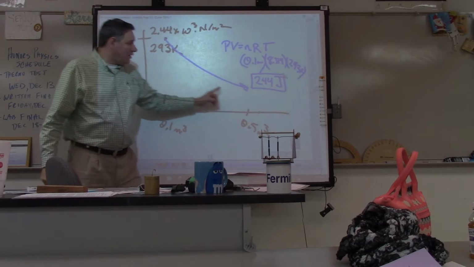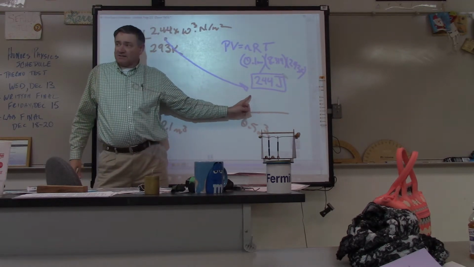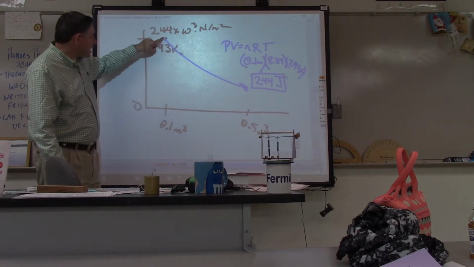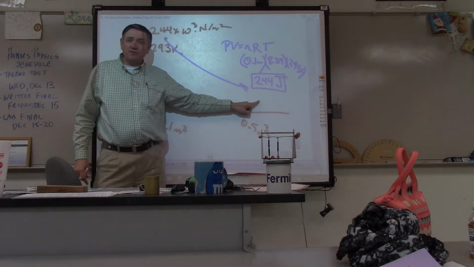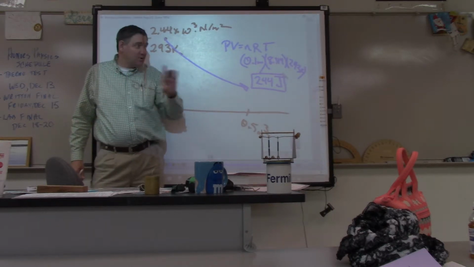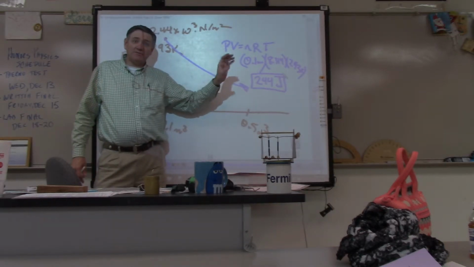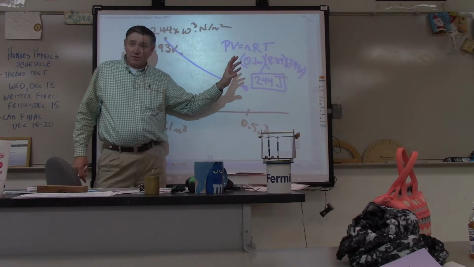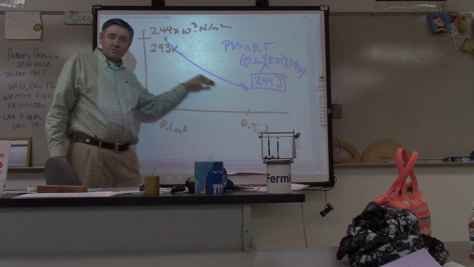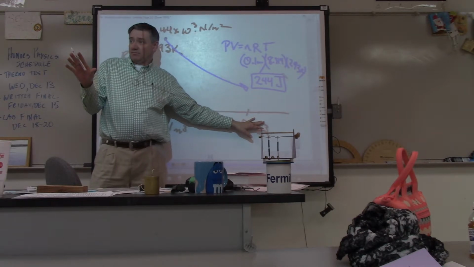So as my volume is going to get bigger, what has to happen to my pressure? Decrease. It has to decrease. So this is why this line is an inverse relationship graph. Because the two numbers multiplied together, in this situation, always have to equal a constant of 244. So I'm here, I'm coming down like this. This is an inverse graph, which you all have seen before, right?